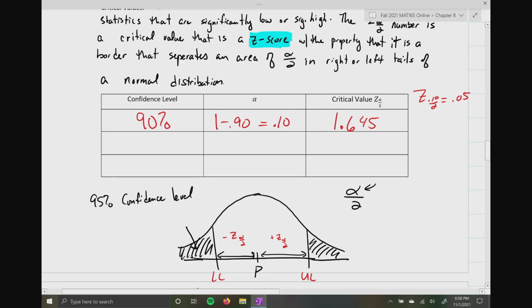That distance that we're trying to find to the left and to the right, this margin of error that we're looking for, is a z-score times the standard error. Okay? Since it's a z-score, I can actually look this up. So let me show you where I'm getting this 1.645 from.